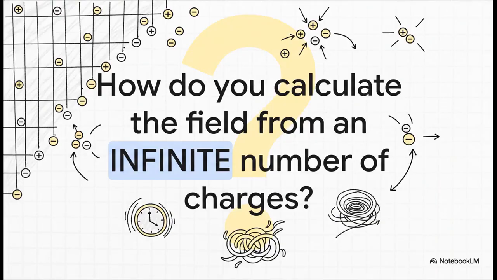So, right off the bat, here's the big question. If you have an infinite plane, that means you have an infinite number of charges. How on earth are you supposed to add up the electric fields from all of them? I mean, it sounds impossible, right? Like a calculation that would literally take forever.